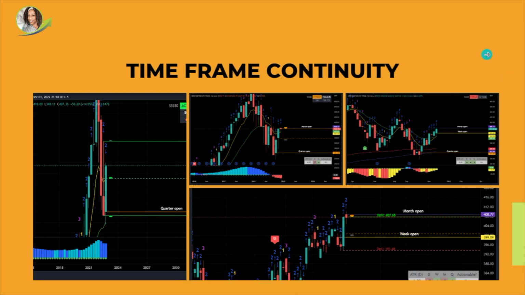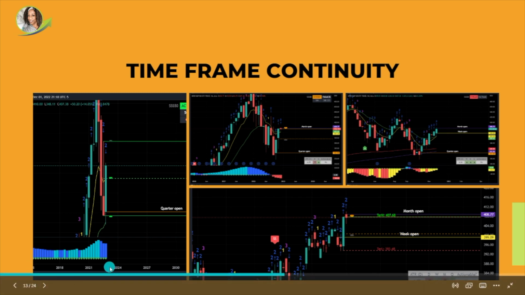So looking a little bit more at time frame continuity, how can you draw this out and understand this yourself? I would start on the quarter. Now, if you are trading larger time frames, I do want to put a disclaimer: start on the year. But for the purposes of this video, I'm going to start on the quarter, because that's the minimum at least that you should start at.